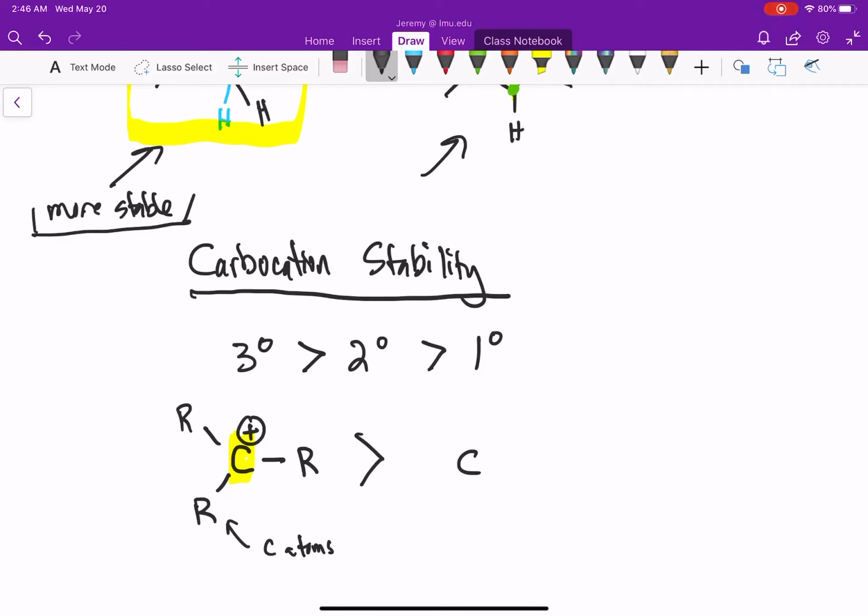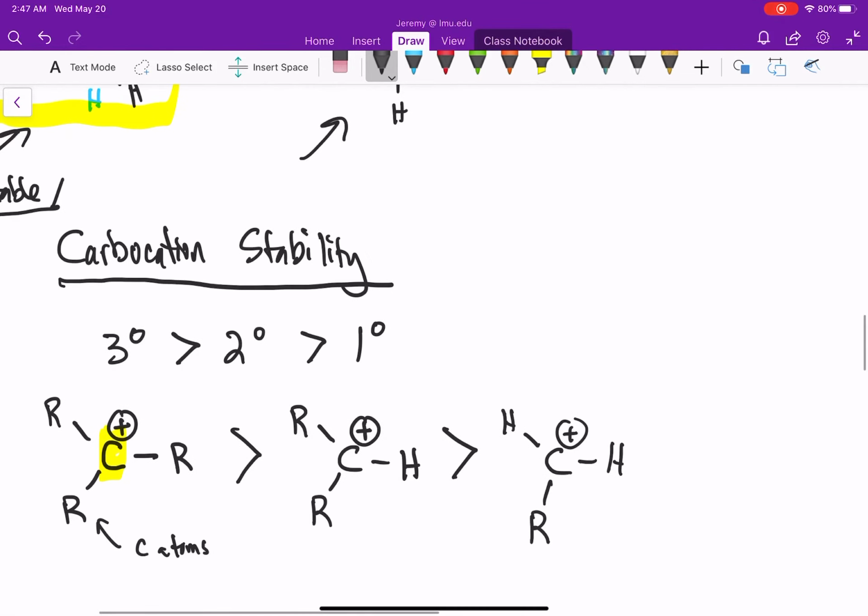A secondary carbocation is when you have a carbon attached to 2 carbons and 1 hydrogen. So there's a secondary carbocation. And a primary carbocation is when you have a carbon attached to 2 hydrogens and only 1 other carbon. That's a primary, okay? And what we know is that a tertiary carbocation is more stable than a secondary, which is more stable than a primary, right? And these are obviously more stable than just a methyl carbocation, and we're really not going to see many of these, okay?